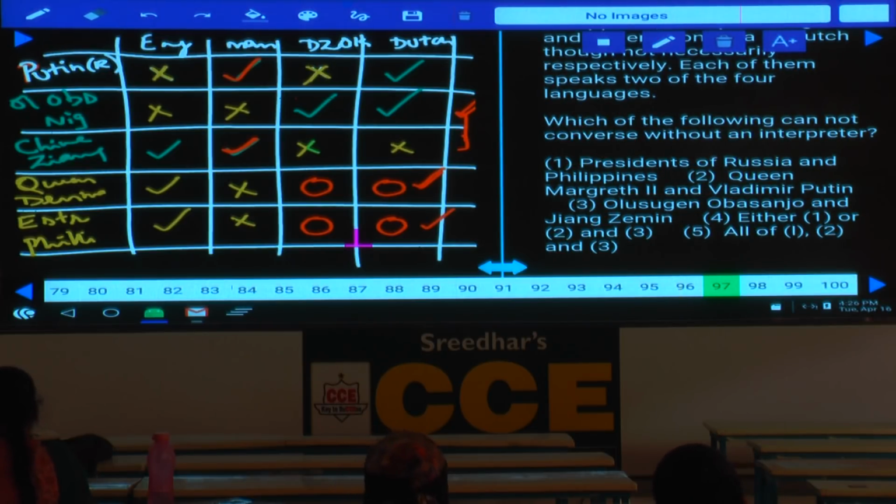Then coming to 97, which of the following cannot converse without an interpreter? That means now we need to find out among the given choices which two choices have no language which is common, isn't it? Then President of Russia and Philippines. Now Russia, Mandarin is common, but the Philippines president cannot speak Mandarin, isn't it? Now this Philippines president speaks English, but Putin cannot speak English, isn't it?